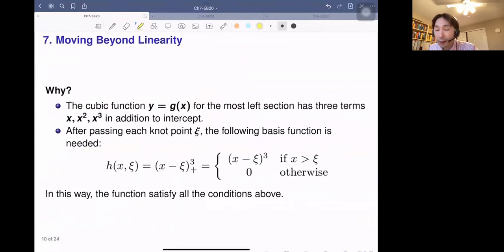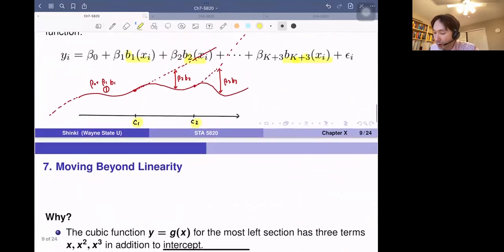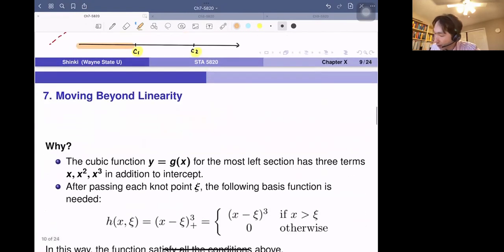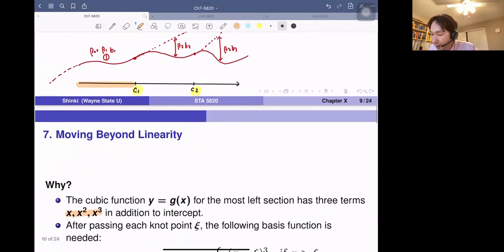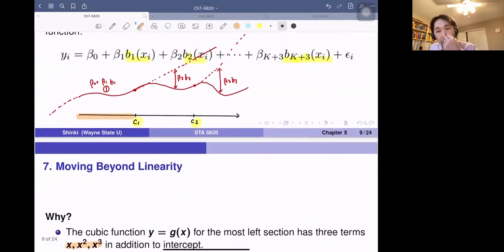And how to construct this? At first, suppose that we have 3 periods, then we need the function for the first period. In the first period, we have intercept, linear term, quadratic term, and cubic term. So we need 4 parameters. Basically, in addition to the intercept, we need x, x squared, and x cubed. And after that, what is the basis function B2?